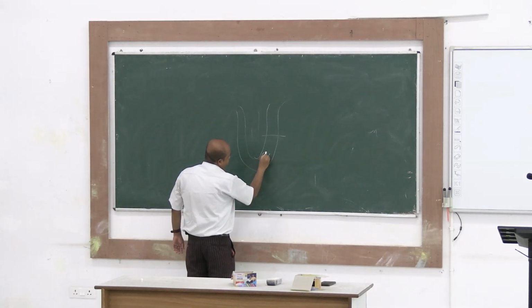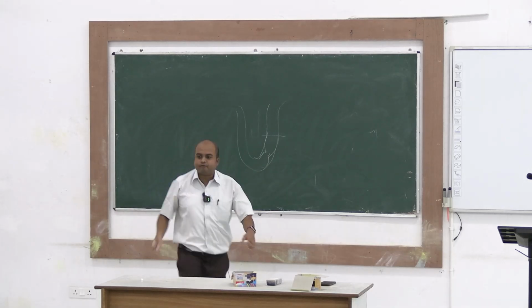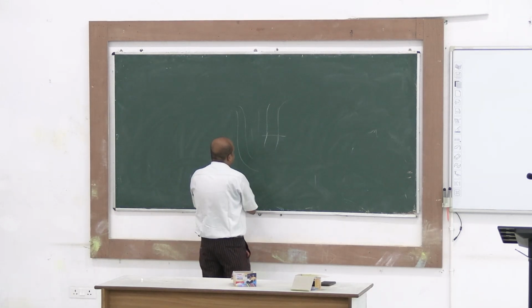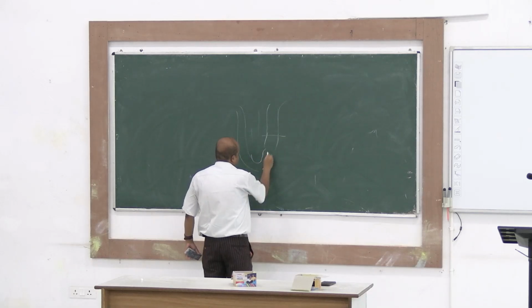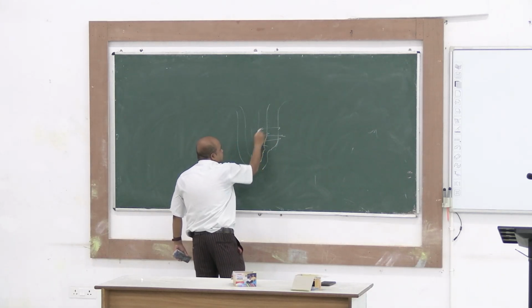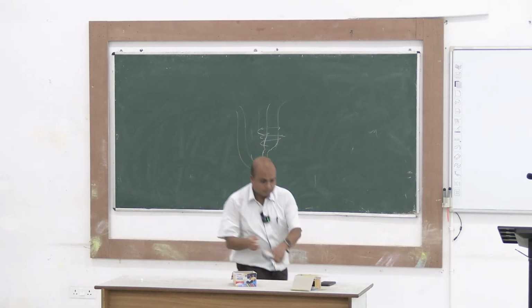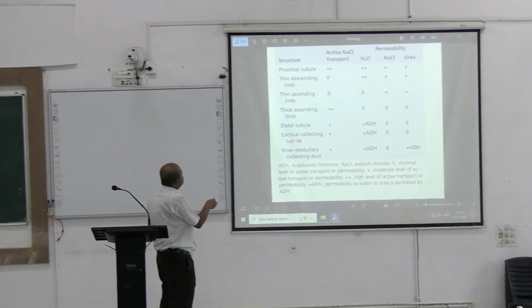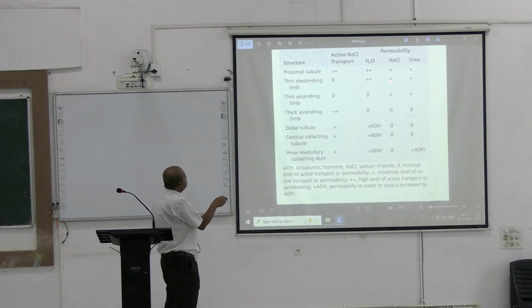So I should draw it better. At least in the juxtamedullary nephrons, the thin part of the ascending limb is somewhat appreciable. So thin part, then thick part. What happens in the thick part? These active pumps are working. So in the thick ascending limb, it is thin ascending limb, thin descending limb.